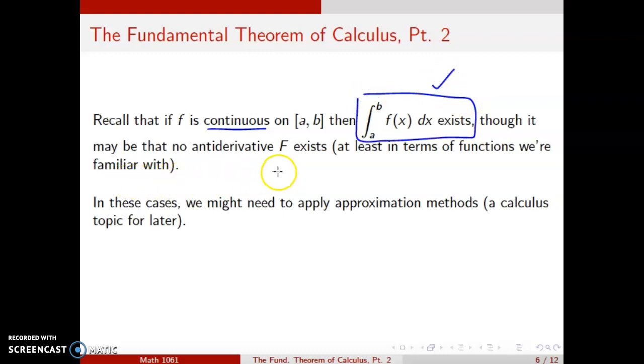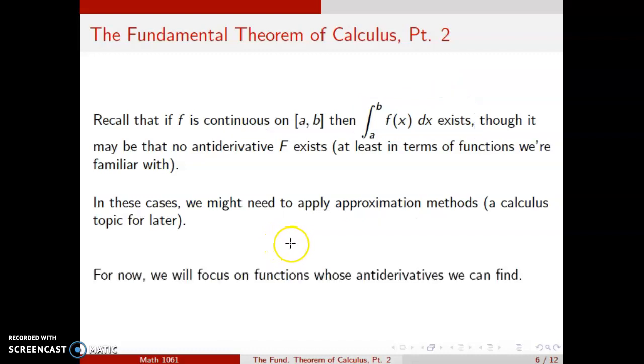But it may be that there's no antiderivative f, or none that we can find. So maybe no antiderivative exists, at least in terms of something we're familiar with. In these cases, we might use some approximation methods. That's something you could look at in a follow-up course, maybe a Calculus 2 course. We're in Calculus 1. It's a topic we could explore later, but we won't explore now. We're going to stick mostly with, as best we can, functions whose antiderivatives we can find.